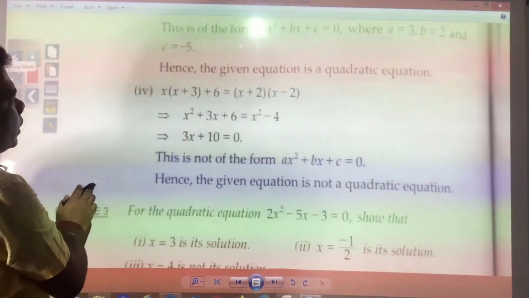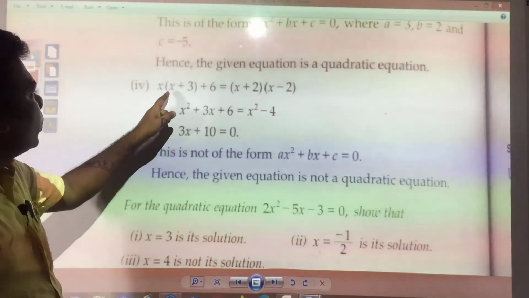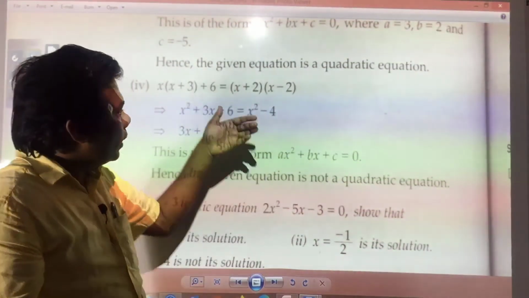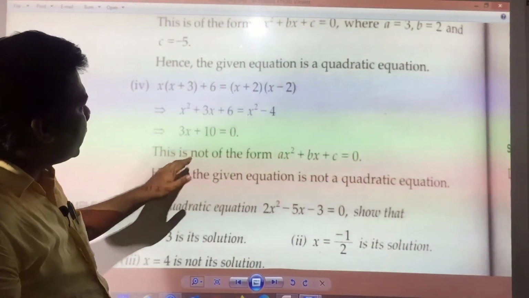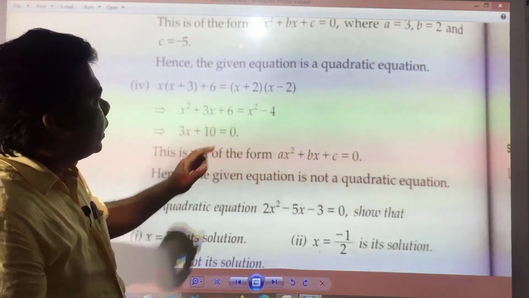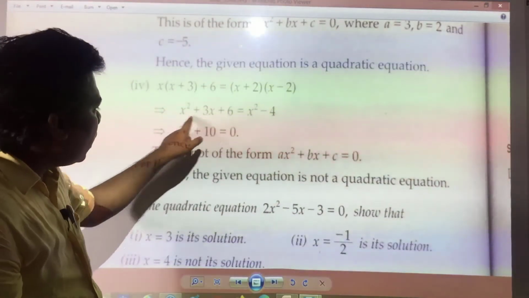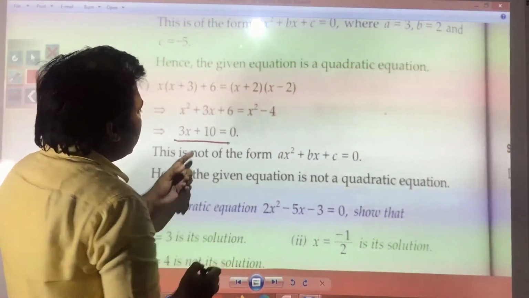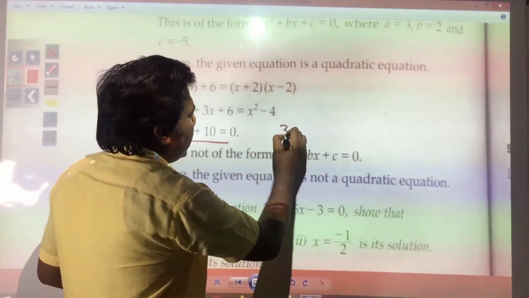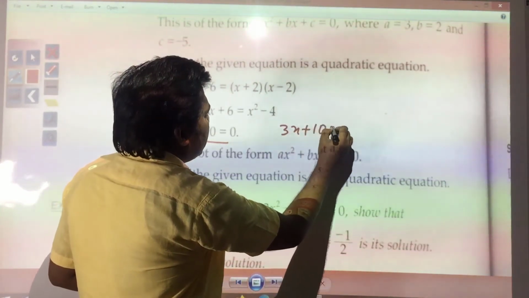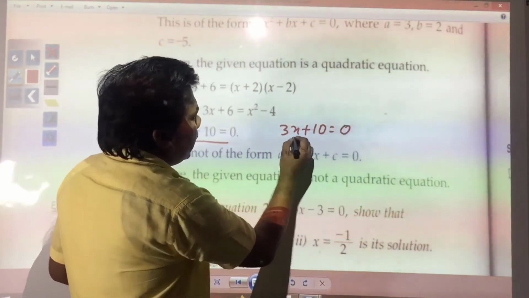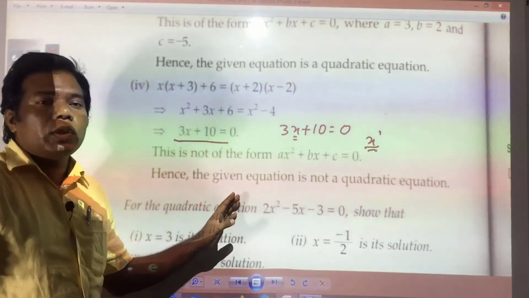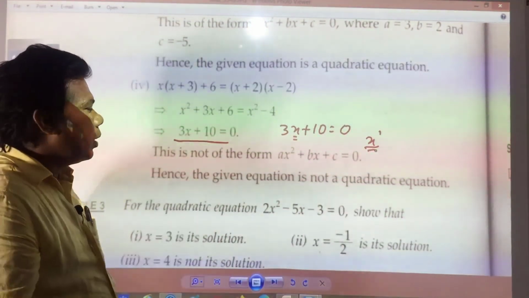In the same way, you see x into (x plus 3) plus 6 is equal to (x plus 2) into (x minus 2). This is required to be simplified. After simplification you get 3x plus 10 is equal to 0. So this is not a quadratic equation. Why? This is a linear equation, 3x plus 10 is equal to 0. Here x is to the power 1, the highest degree is 1. The highest degree should be 2, then only it will be a quadratic equation.